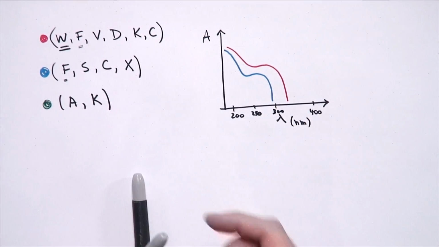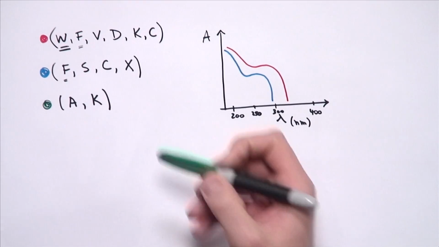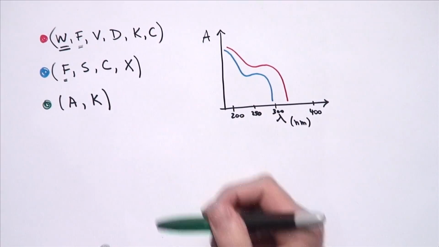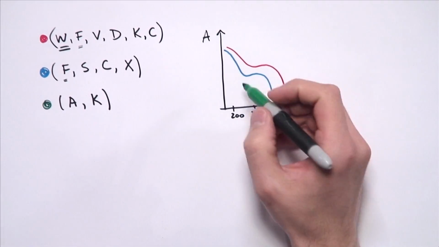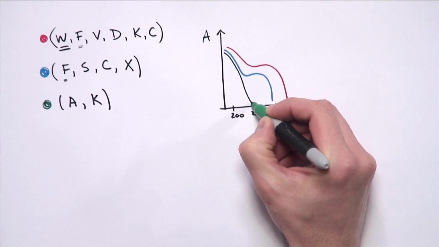Whereas the green one, well, it has neither phenylalanine nor tryptophan, so below 240 or so, it's going to have no UV absorption at all. So it's going to drop off right here.